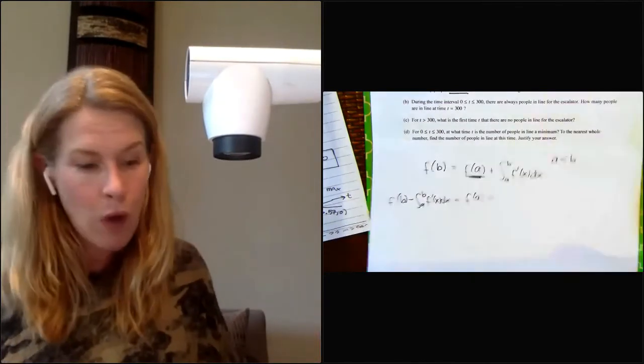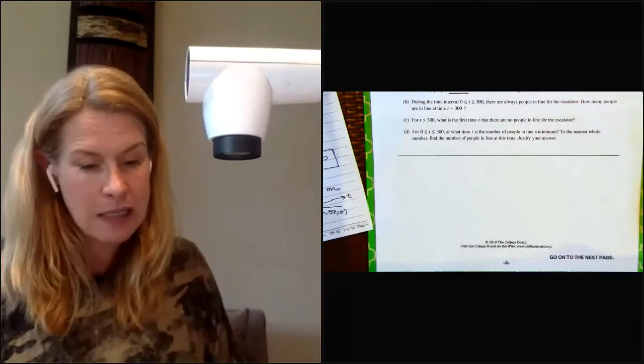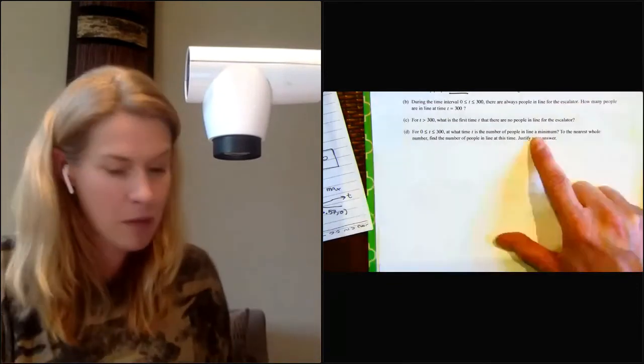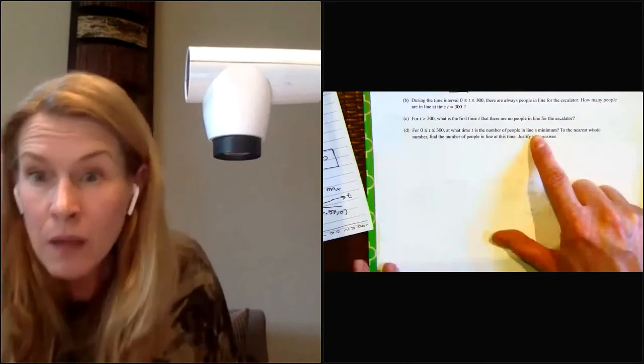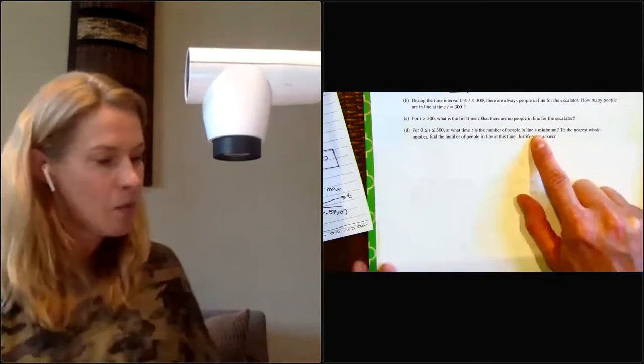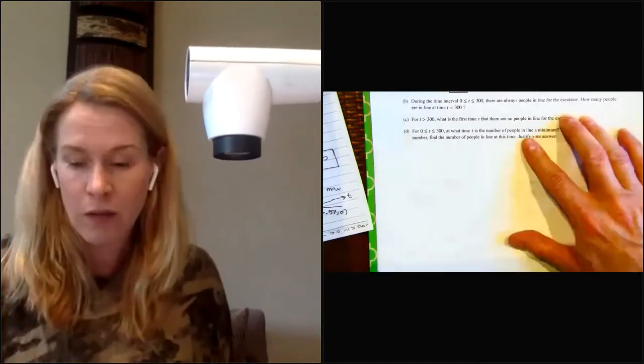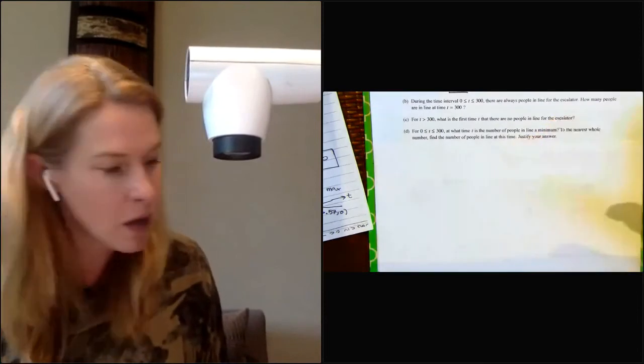So problem D, similar idea. I want to figure out where my number of people in line is a minimum. And we're going to need to use the graphing calculator for this. Let me see if I have it already plugged in. I do not.